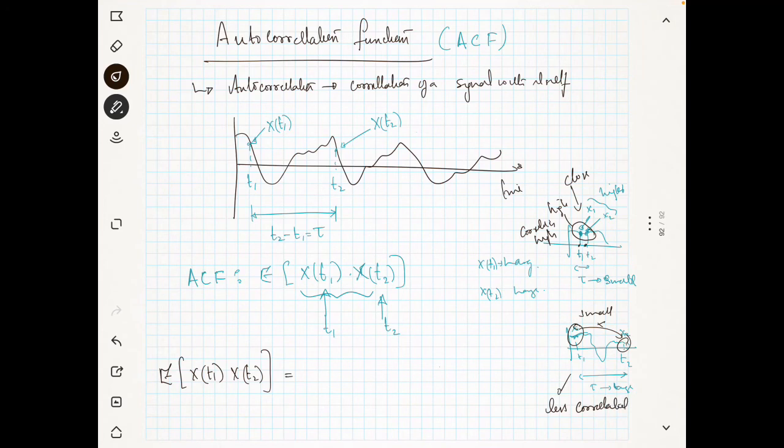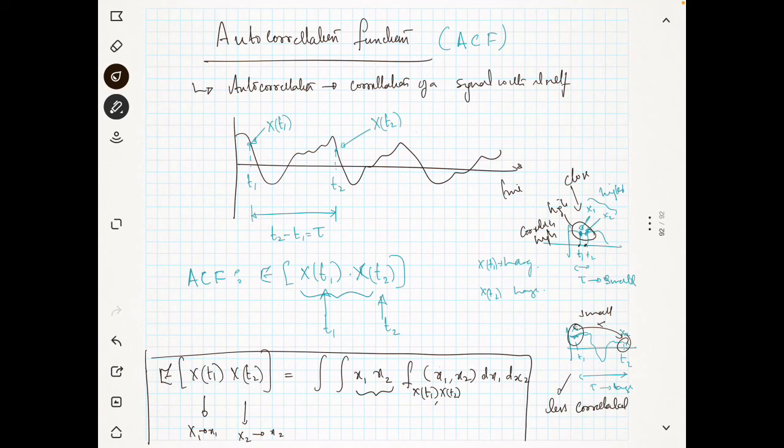So we can represent this as follows. Since we have two time instances, with random variable x1 and random variable x2, where x1 takes the value small x1 and x2 takes the value small x2, this can be written by integrating over all possible values of x1 and x2. We are taking the product x1 x2, times the joint probability density function f of x at t1, t2, then dx1 dx2. This is nothing but the autocorrelation function of a random process.